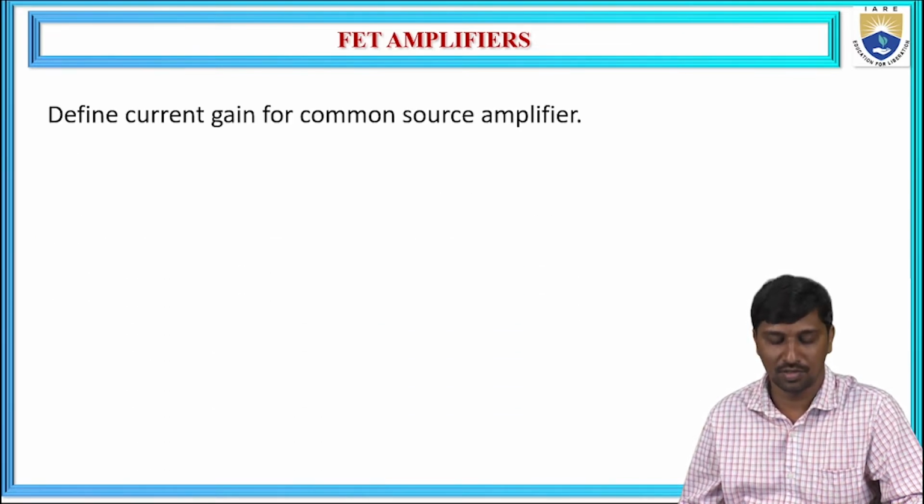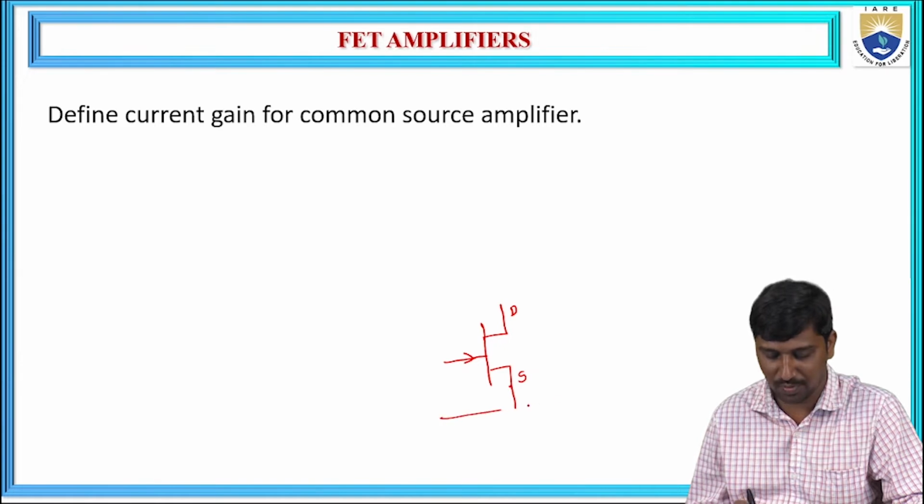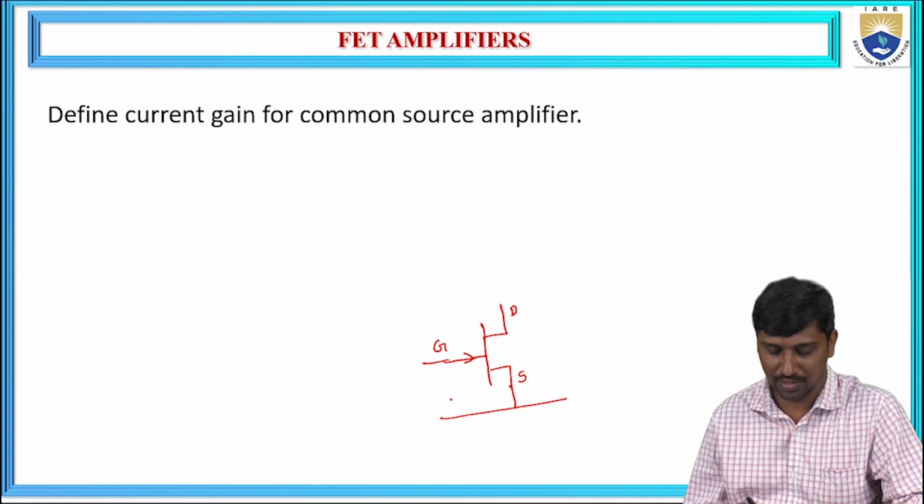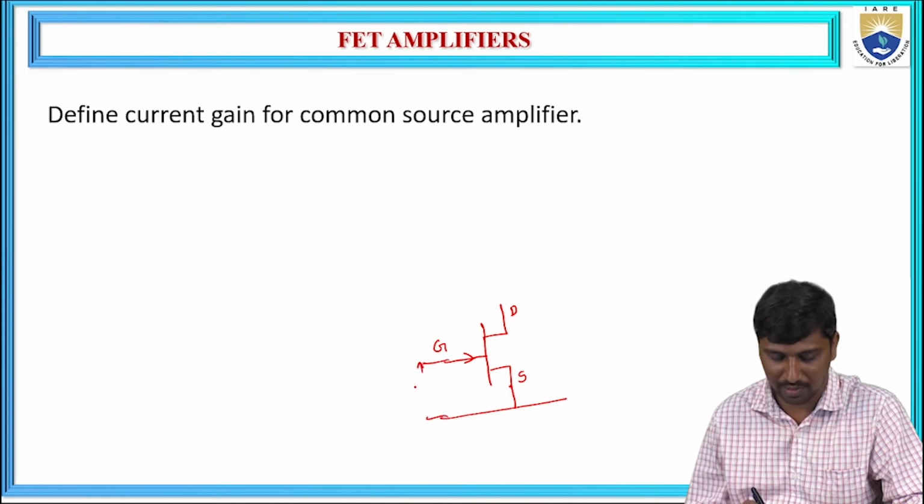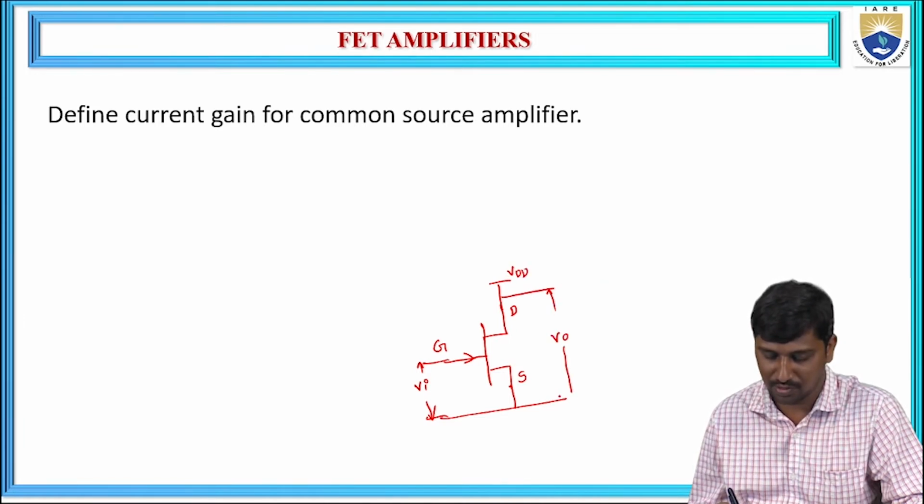Now define current gain for common source amplifier. So now we need to draw the common source amplifier. Let us take this is JFET, and source and a drain. Common source means the source is common for input side and output side. Based on this, the gate terminal acts as input and output is measured across the drain terminal with respect to the source terminal.